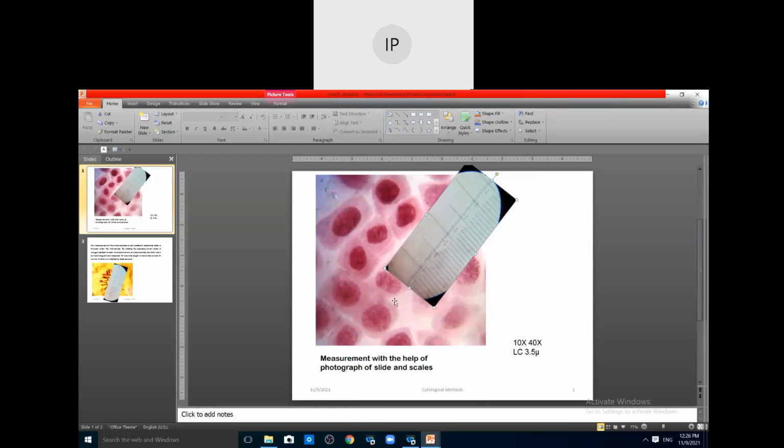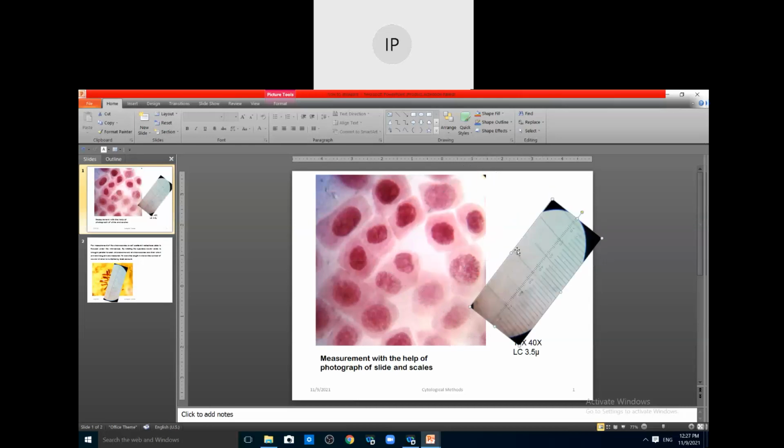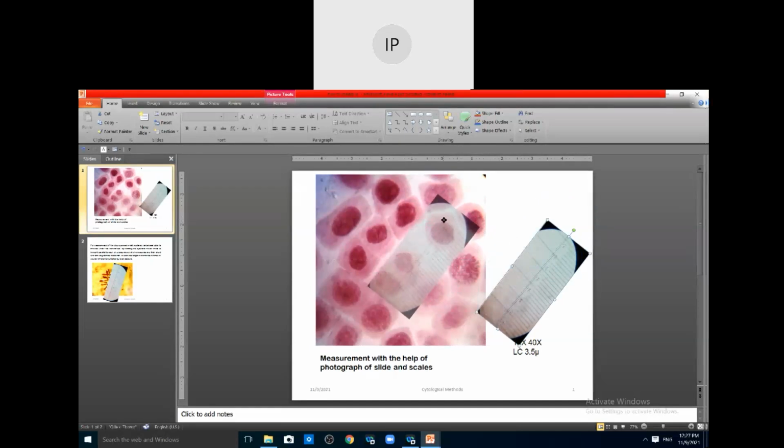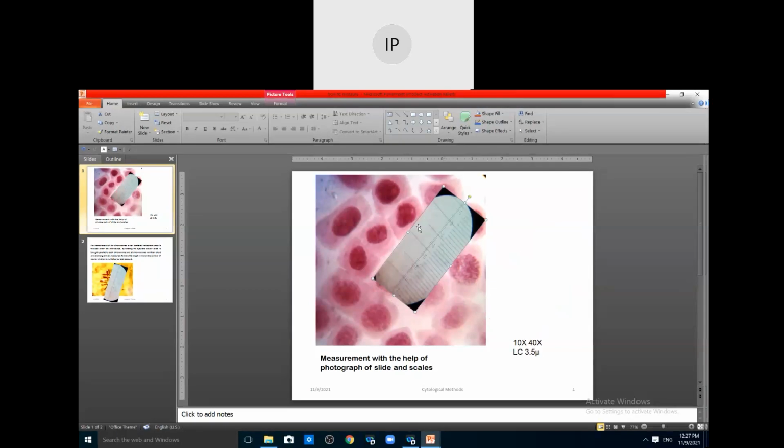In this slide we can see there is an ocular scale and also the photograph. Now the photograph of the scale can be brought very close to the length of the cells, and the number of ocular divisions can be counted from one end of the cell to the other. In this way 4 to 5 readings can be taken and averaged.